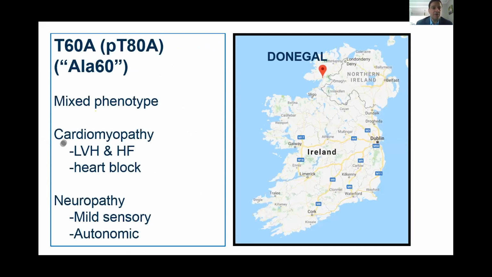The second most common mutation, Ala60, originates in Northwest Ireland in an area called Donegal, where 1% of the population is positive, usually a mixed phenotype with cardiomyopathy and neuropathy. It's fascinating. Some patients will have horrific neuropathy and not as much cardiomyopathy, and vice versa, even within the same family. Median age of diagnosis here is in the 50s to early 60s.